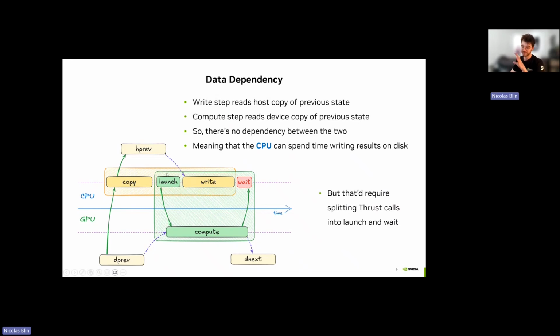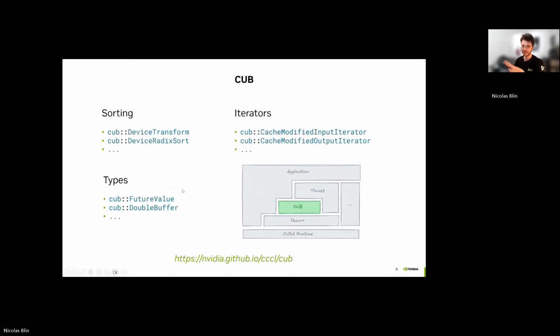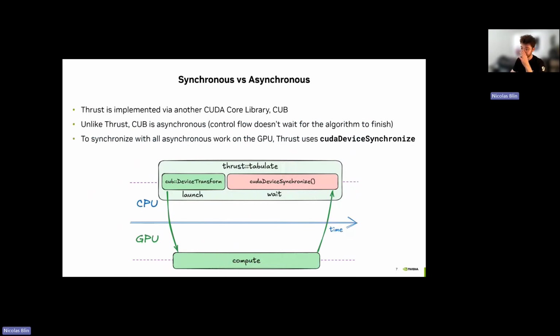Unfortunately, thrust doesn't support that, but thrust is implemented in terms of another core library, which is called CUB, and CUB supports the asynchrony we need here. CUB offers many algorithms at a slightly lower level than what thrust does. And so we'll see how we can use all those algorithms, iterators and types just like we did with thrust.